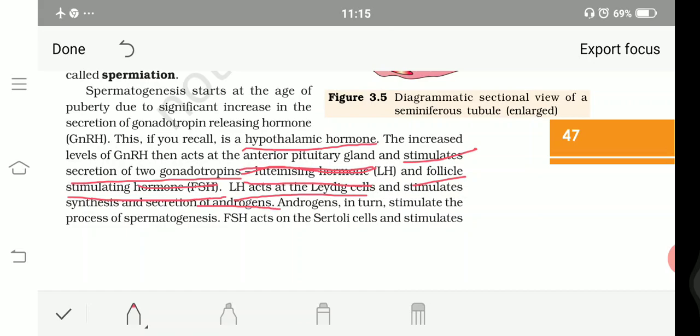The second most important point that we have to discuss here is androgens. What are androgens? These are the male sex hormones which stimulate the process of spermatogenesis.